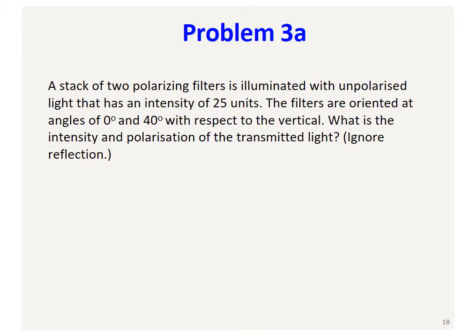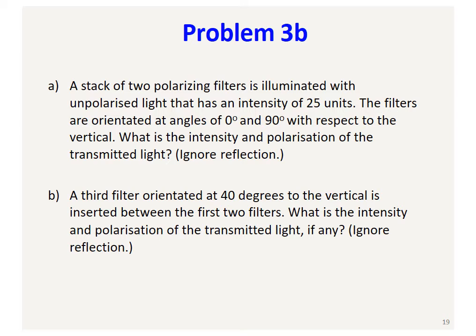In this series of problems, I get you to start with unpolarized light and send it through, first of all, one polarizer and then another polarizer, and find out what the final intensity is. I then get you to twist the second polarizer and work out the intensity of the transmitted light, and then insert a third filter in between those first two filters to see what happens.